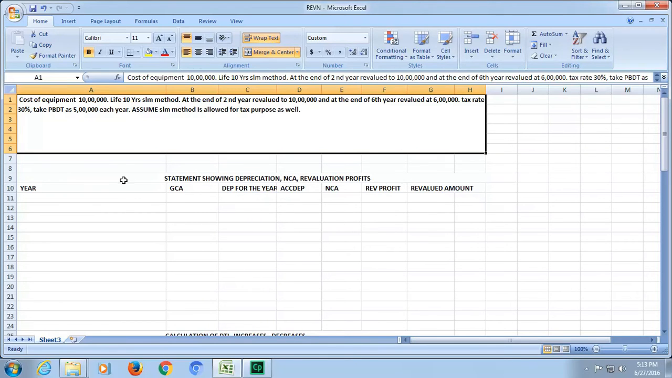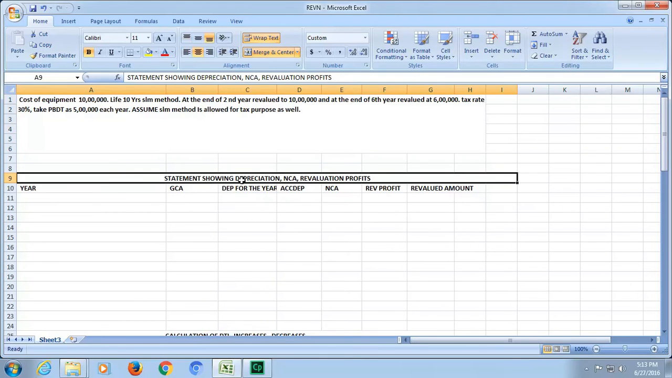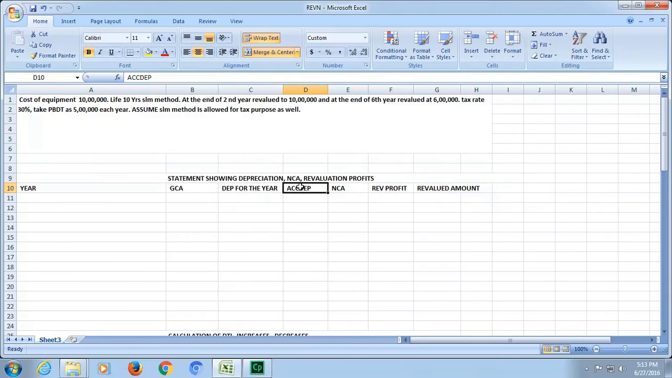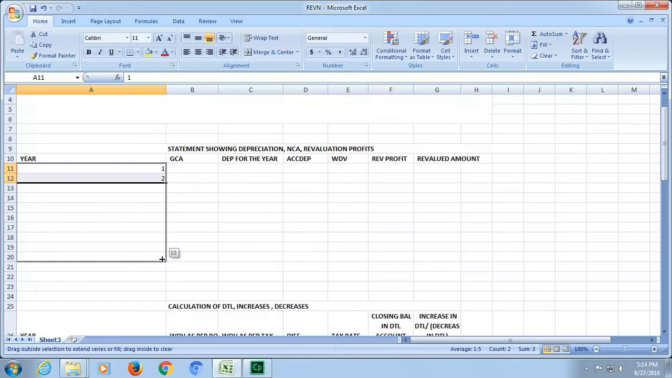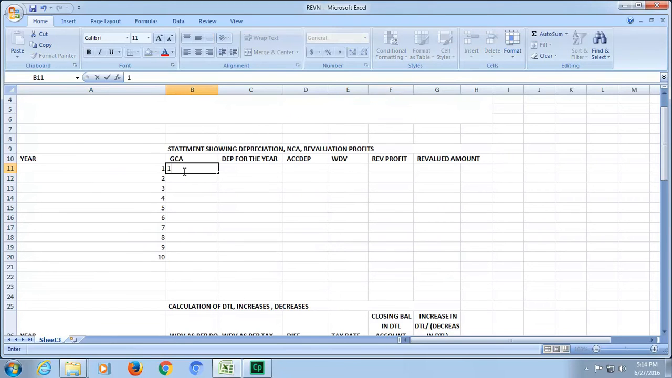Let us go ahead. Let us start with first calculating the depreciation for each year. We'll also learn how to calculate the accumulated depreciation, the WDV of the asset at the end of the year, the revaluation profit, revalued amount. Let us go ahead. So the life of the asset is 10 years, hence I'll take the life as 10 years. The first year the cost is 10 lakh rupees, hence I take 10 lakh rupees as the cost of the asset.